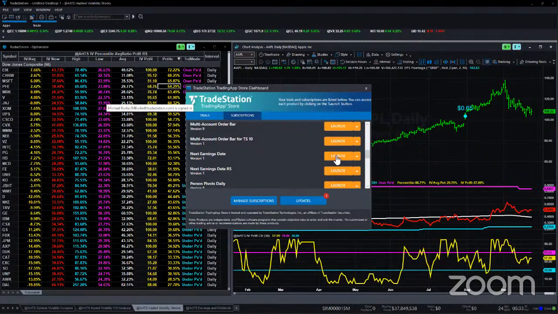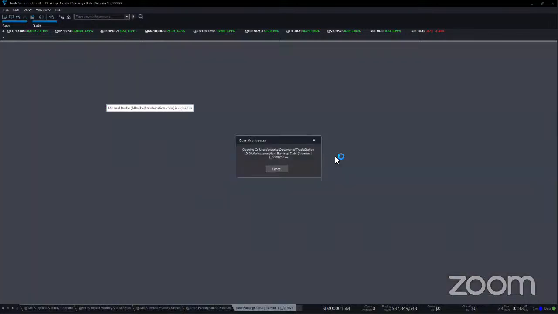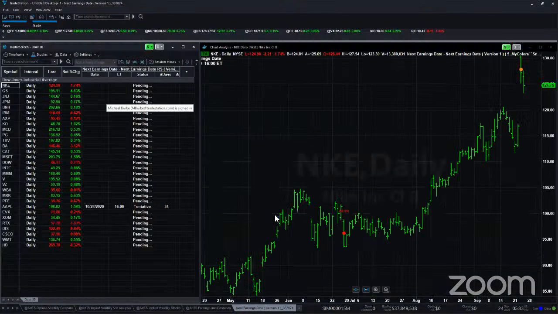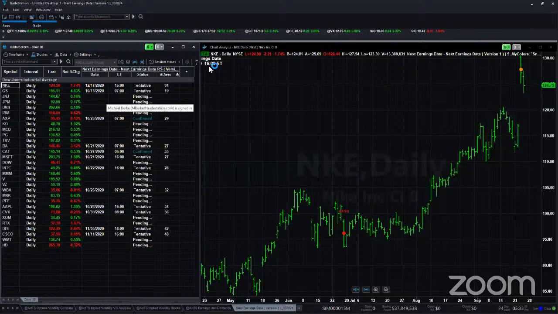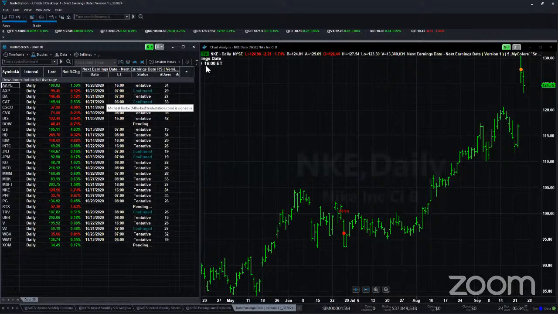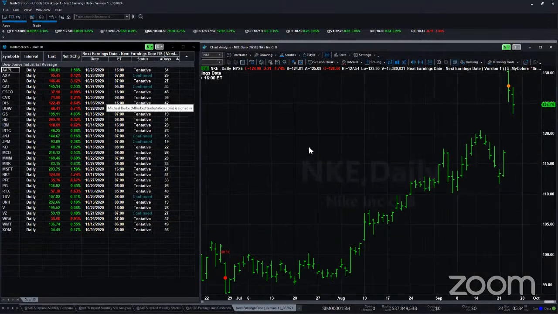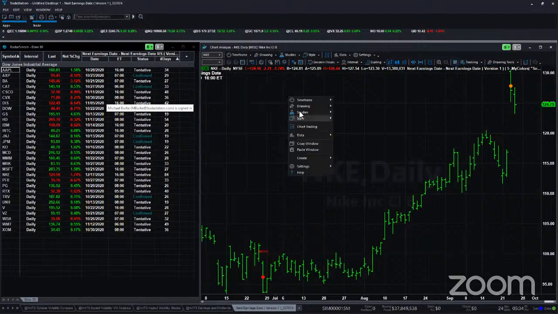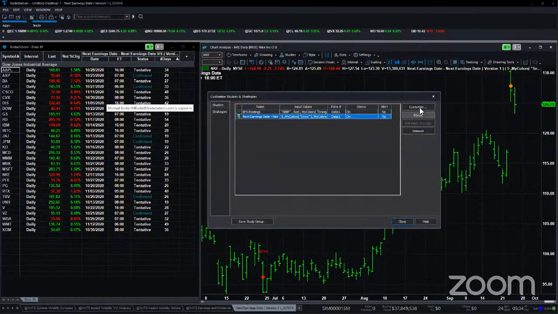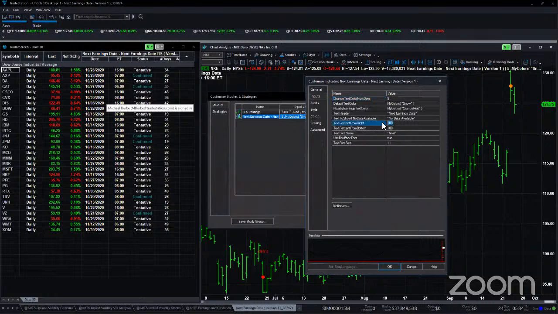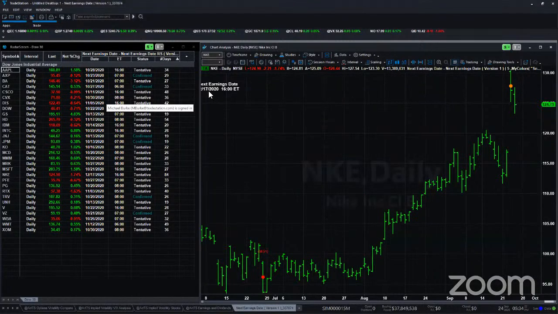And if you click launch, that'll launch a workspace. Let me show you what workspace that launches. This is a workspace that installs with the subscription to the store. And so there you can see the next earnings date up there, and you can see it here. There seems to be a little bit of a scaling issue here. I'm not sure what that is about. But you can fix that by just right-clicking and going to Studies and Edit Studies. And the next earnings date has a proximity setting here. So I can set this to 95 and 95. And that didn't quite fix it, almost fixed it. But anyway, that's the idea.